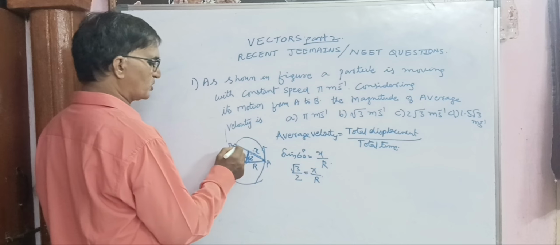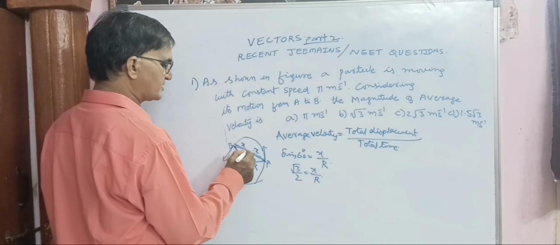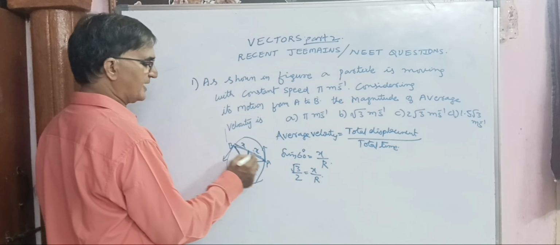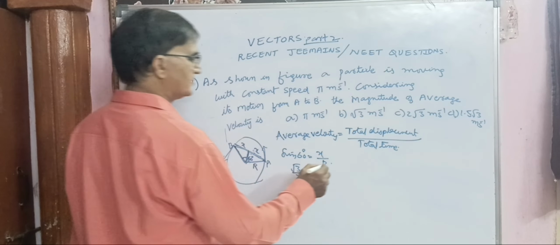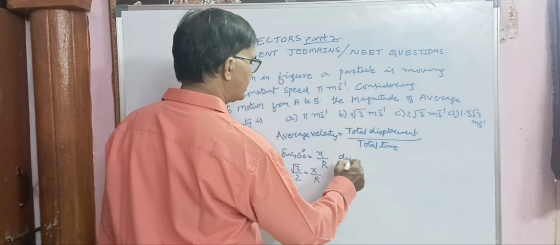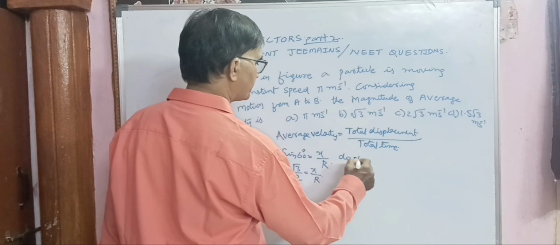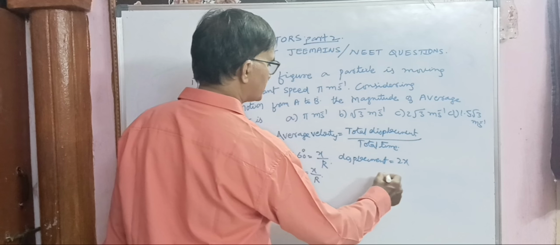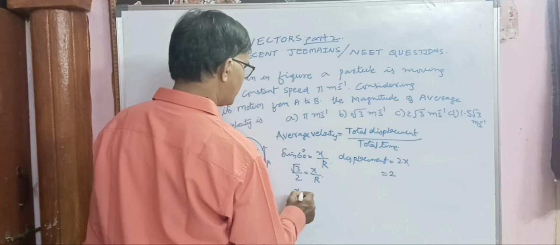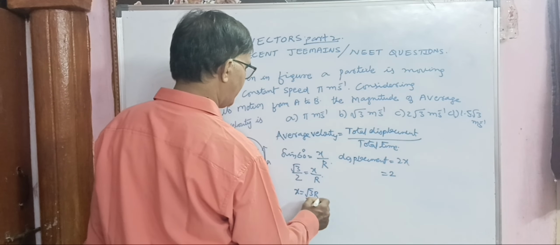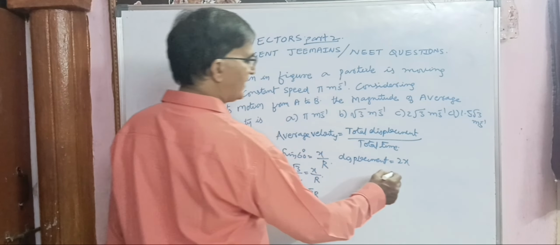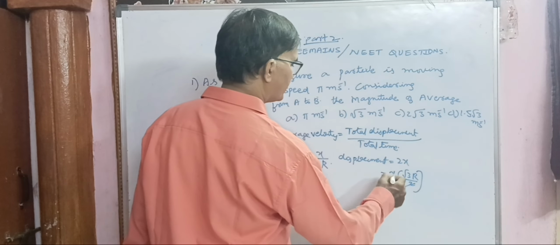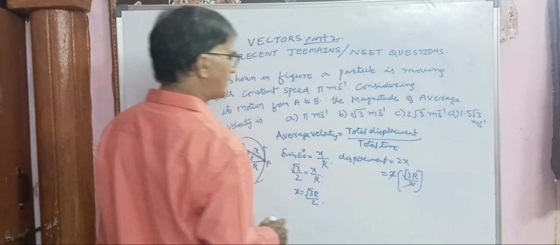Then x is half the total distance. This is x, this is also x, and this is the middle point. The total distance covered is taken as the total displacement here, 2x. So displacement is equal to 2x. 2 into what is x here? Root 3R by 2. So 2x is 2 into root 3R by 2, the 2s cancel out. So this is the displacement.